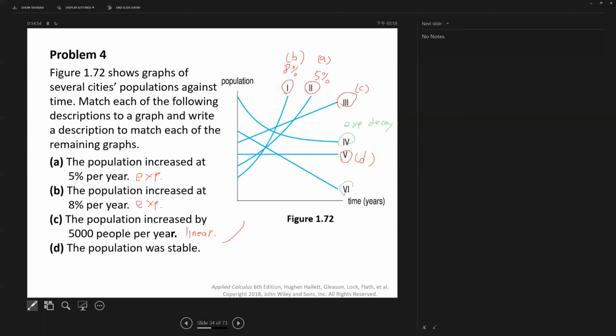Whereas 6, that will be a linear decrease. Every year, there's a fixed amount of people leaving the place, right? So what do you think is going to happen to 6 after so many years? Eventually it's going to reach 0, right? Eventually there will be no one anymore, which is a pretty bad scenario, right?